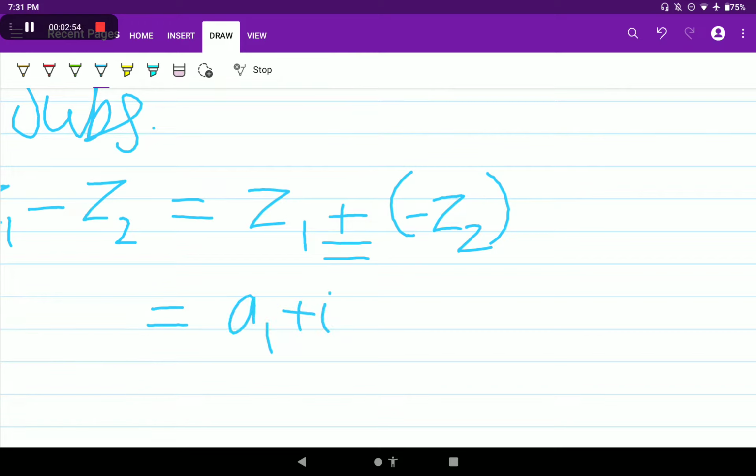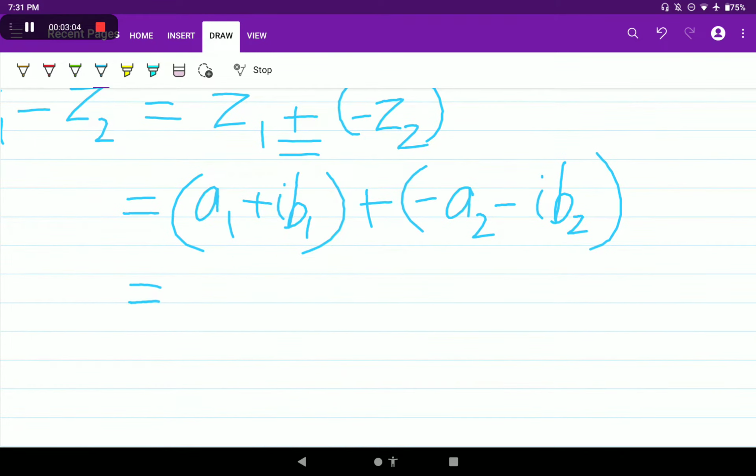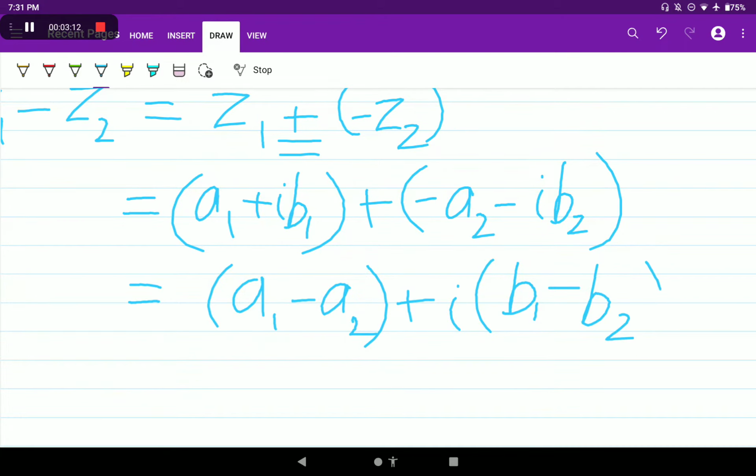So z1 was a1 plus iota b1. Now plus minus of z2. So minus of a2 minus iota b2. Hope this is clear. So we will get a1 minus a2 plus of iota common b1 minus b2.